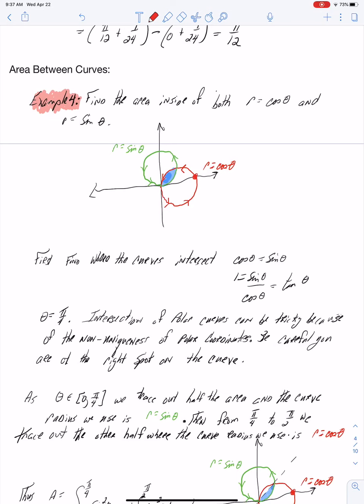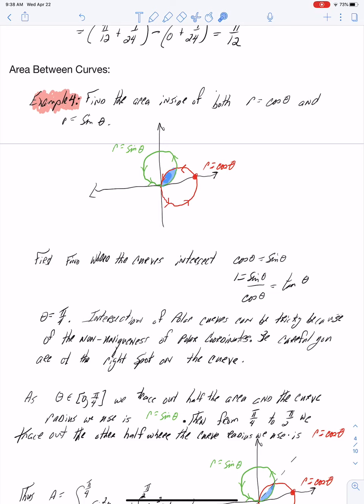Okay, so the area inside of both turns out to be this little piece in the middle there that I've put in blue. All right, so what's the point? The point is that if I want to sweep starting at 0, then this area is defined by which curve? R equals sine theta up until this point. And then if I continue sweeping, the area is defined by the other curve, r equals cosine theta.